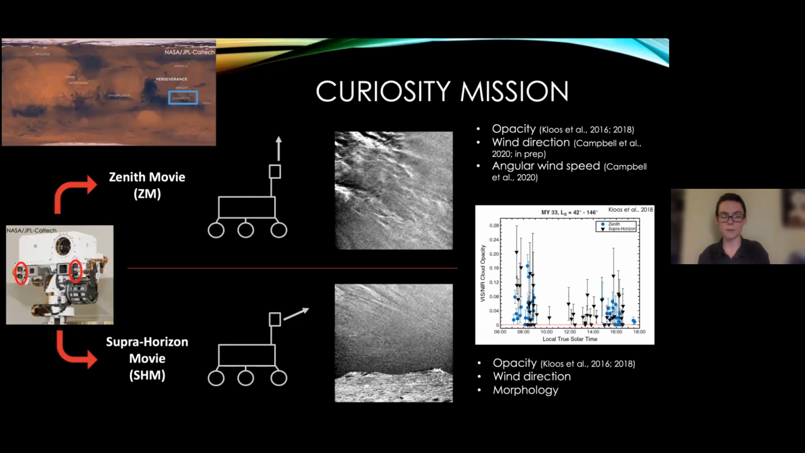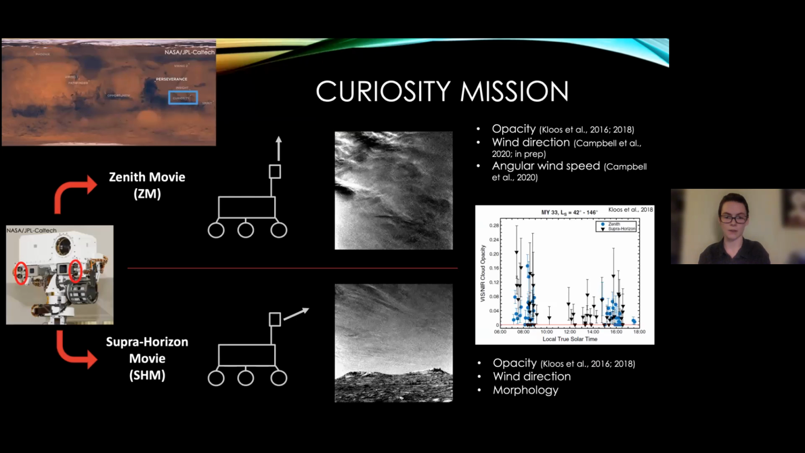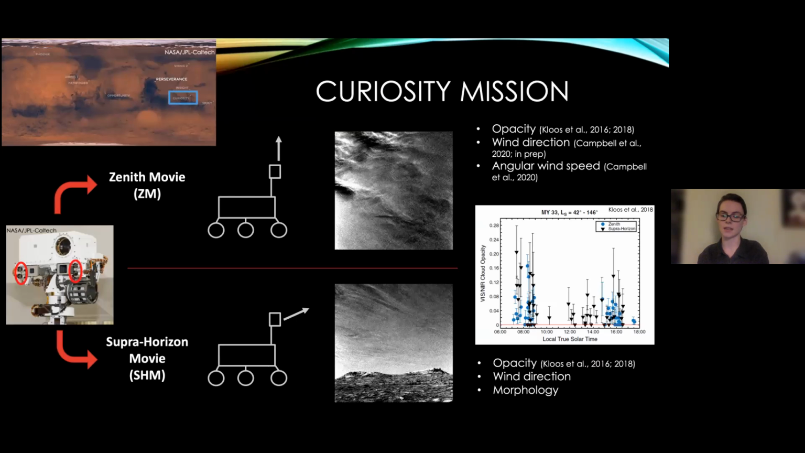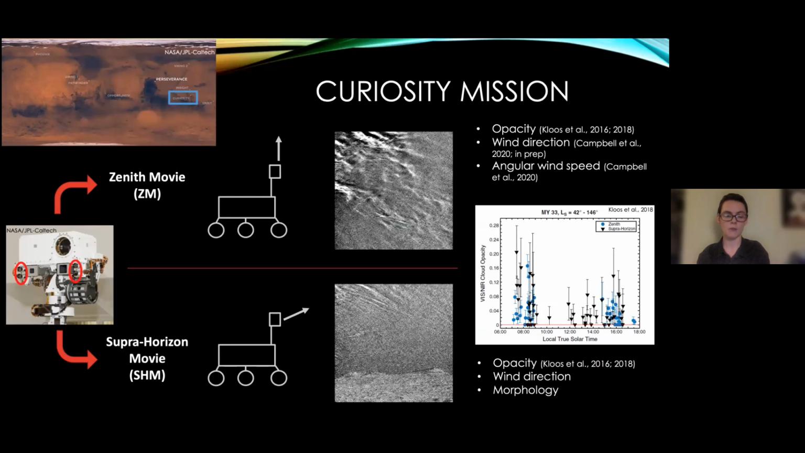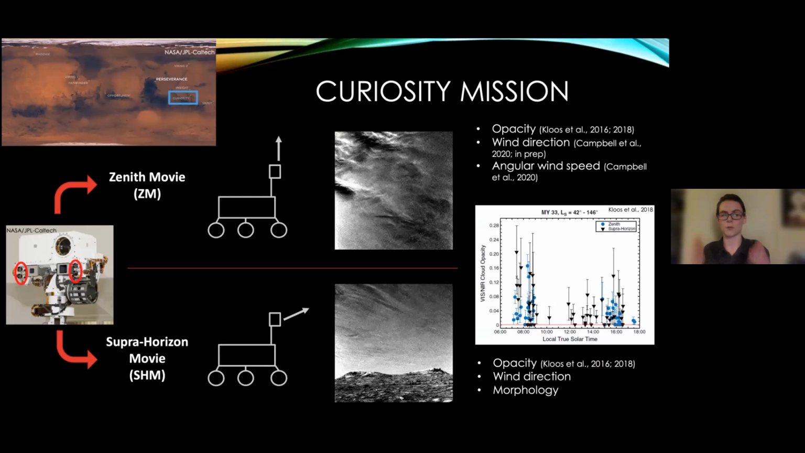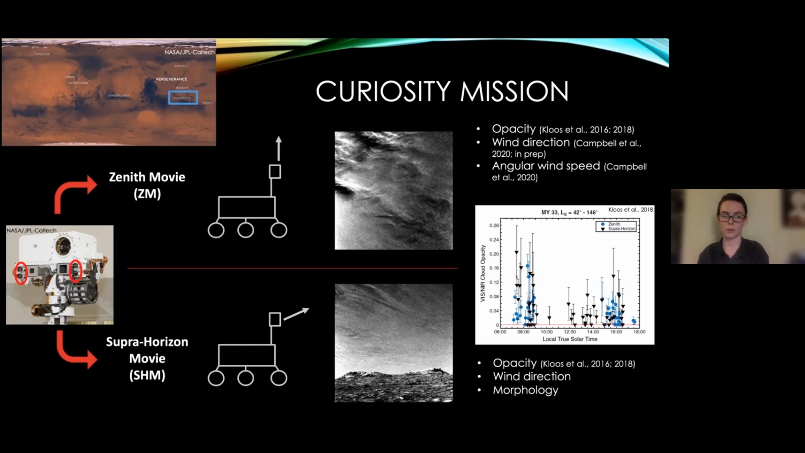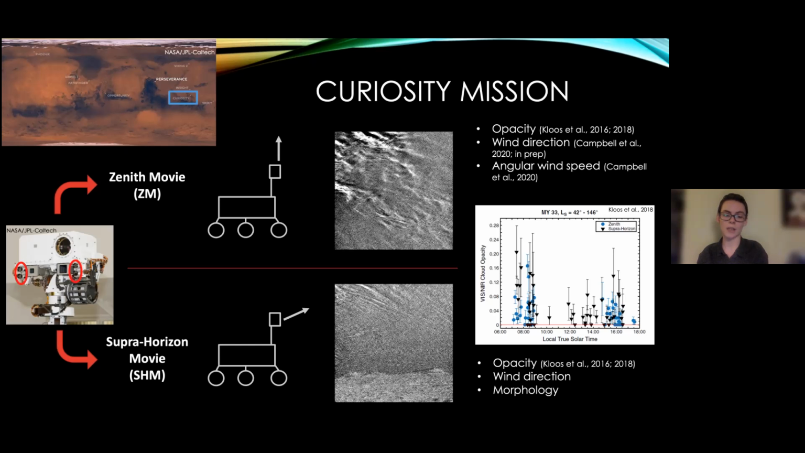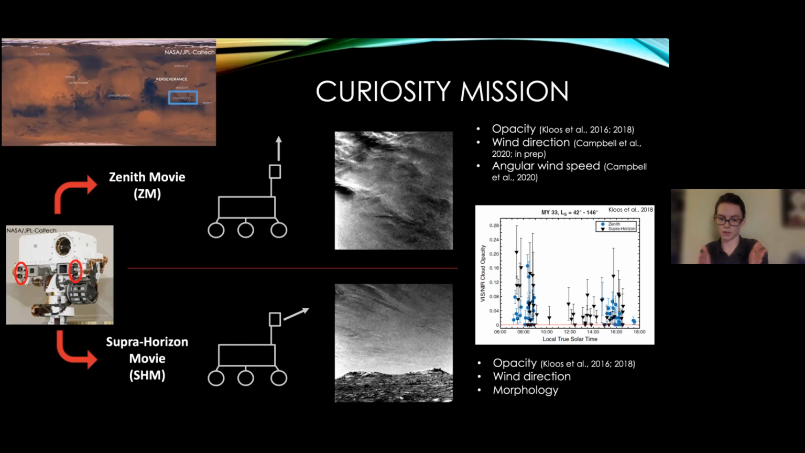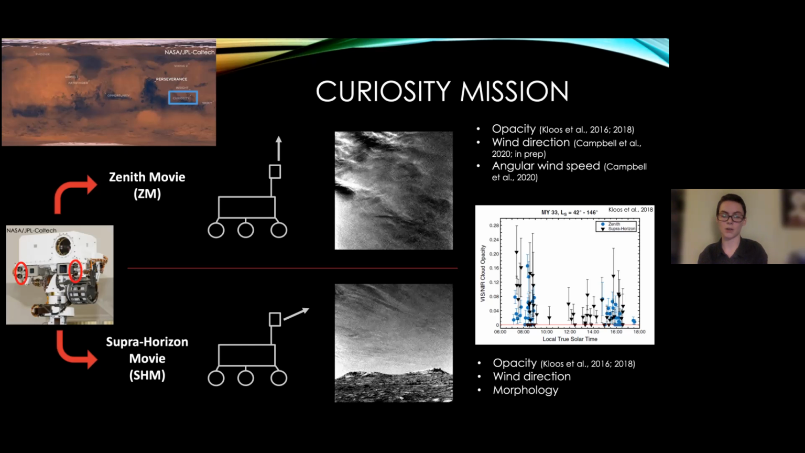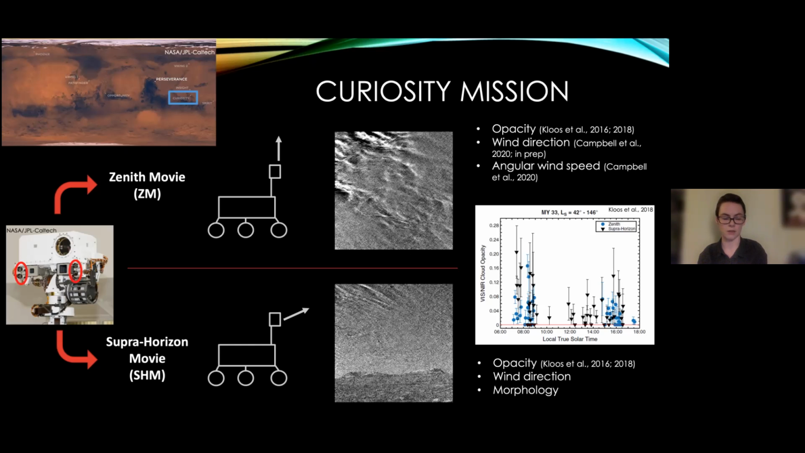The Curiosity mission, which as Haley mentioned, I have a large part in, has a lot of atmospheric movies that tie into aerosol studies. For example, the Zenith movie, which looks directly above the rover, can measure opacity, wind direction, and angular wind speed. And the Super Horizon movie, which more points towards the crater rim, can also measure opacity and wind direction and also shows the morphology of the clouds.